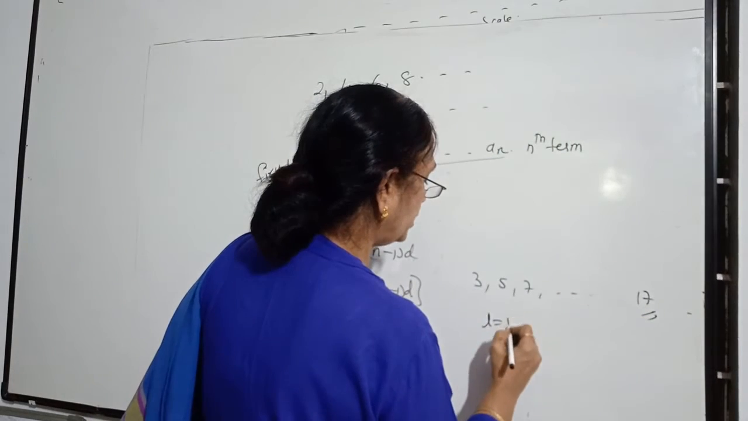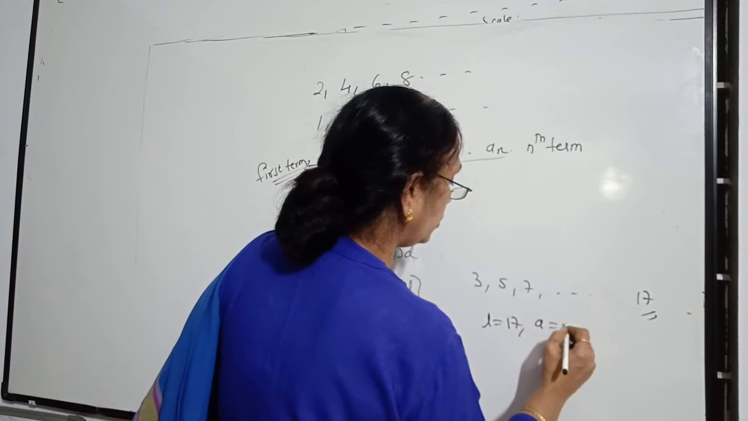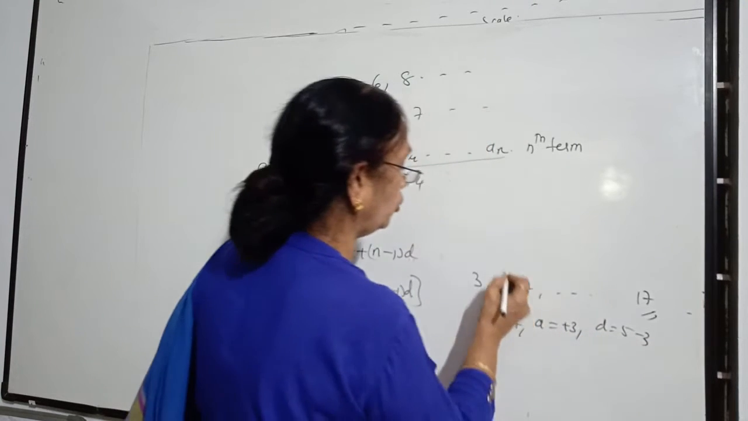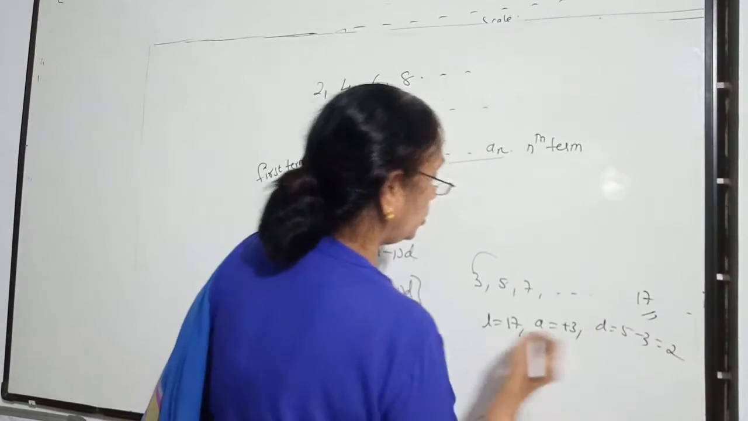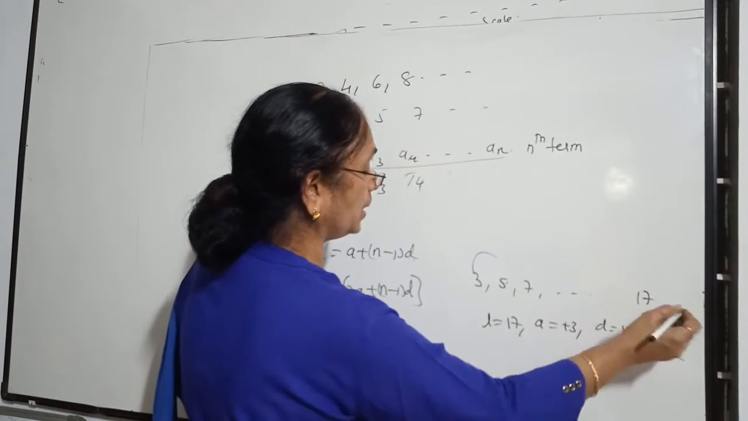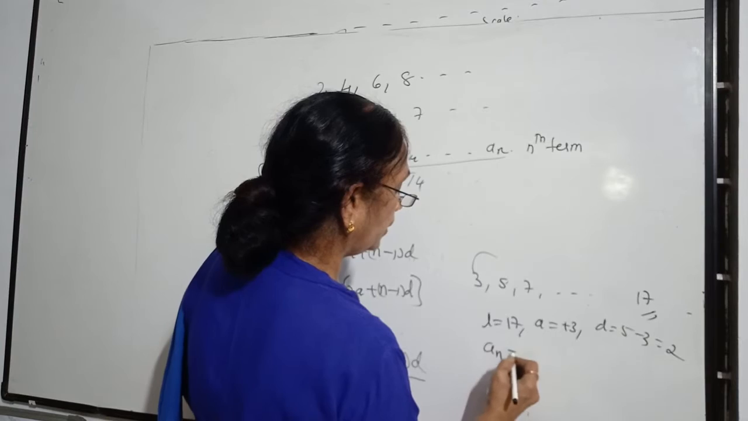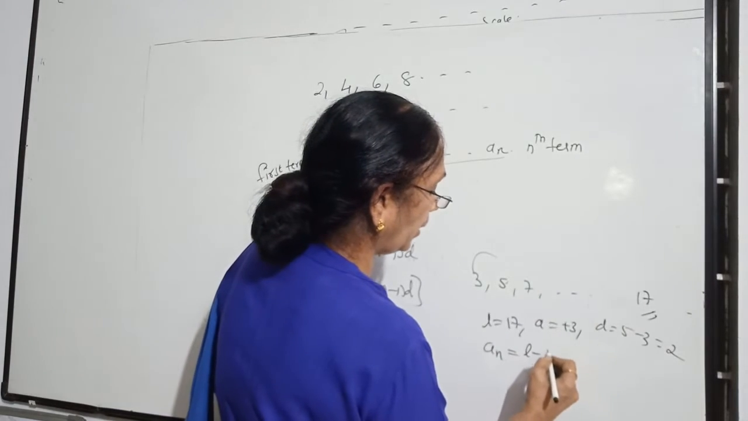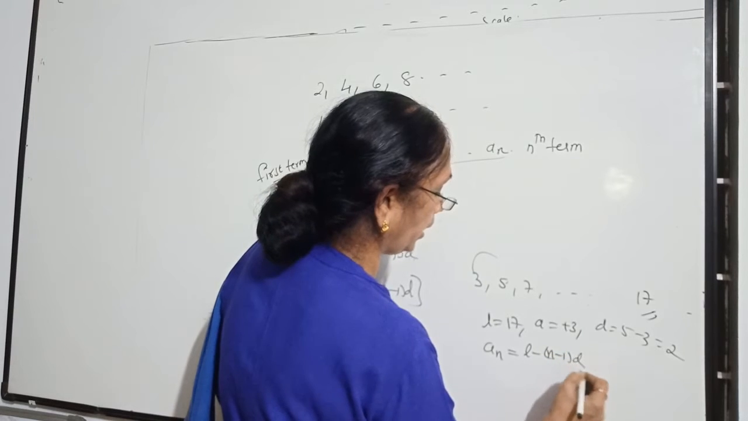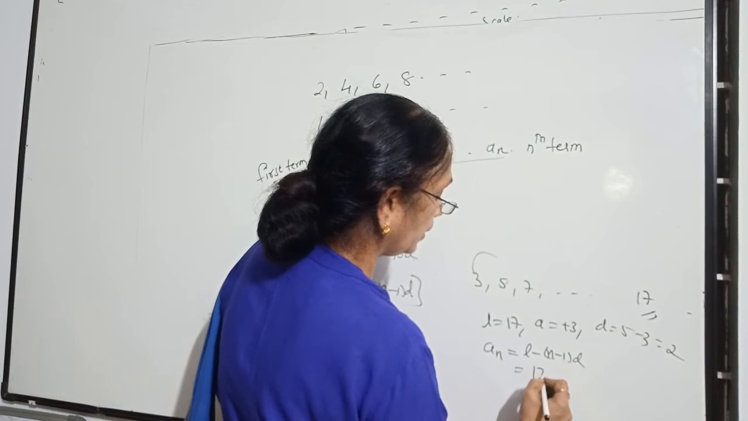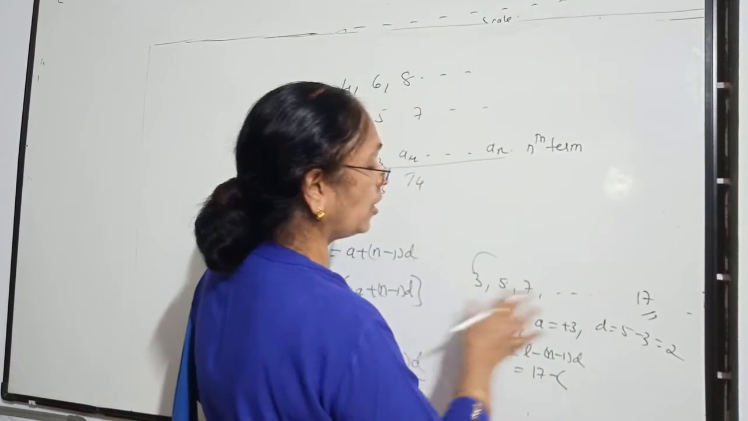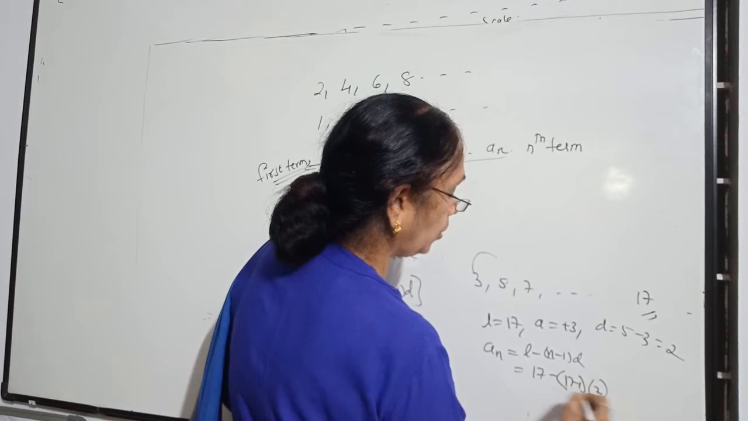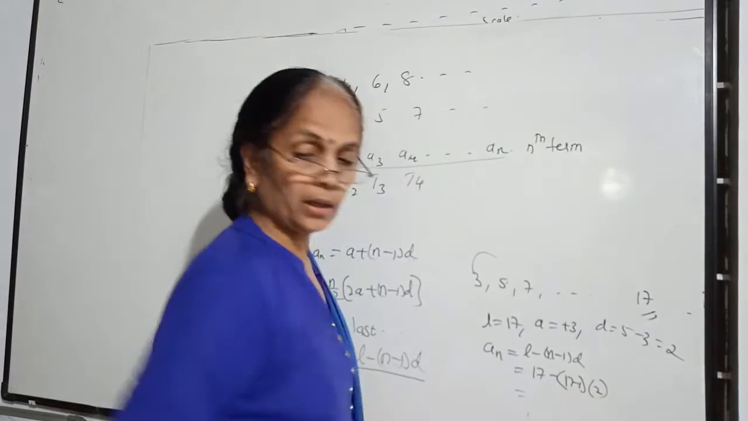So here L is equal to 17, a is equal to 3, and d is equal to 5 minus 3, T2 minus T1, that is 2. So for the term from the last, this is L minus n minus 1 into d. The last term is given as 17, minus the number of terms, 17 minus 1 into 2. So you have to solve it and get the answer.